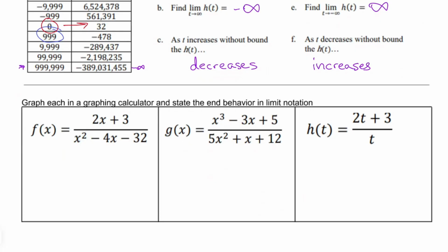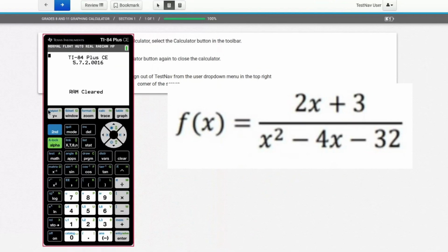Graph each in a graphing calculator and state the end behavior in limit notation. Okay, so we're going to go back and forth. Let's get our calculator going now. When we graph these in our graphing calculator, it's important that we wrap the numerator and the denominator in parentheses. So parentheses 2x plus 3, close parentheses, divided by x squared minus 4x minus 32.